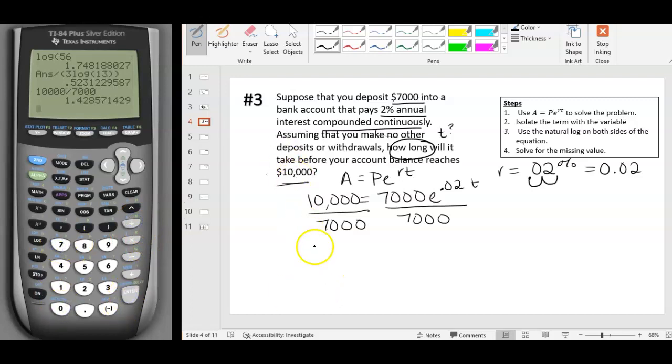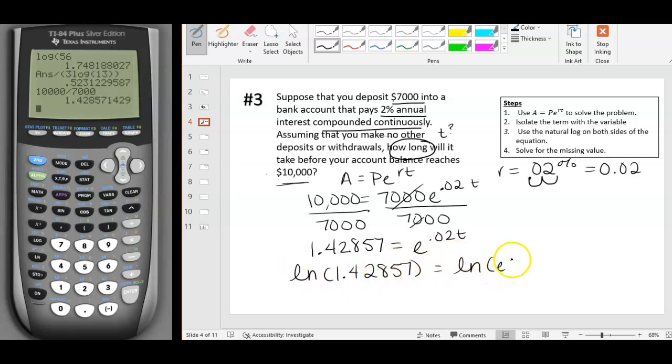And so that gives me about 1.42857. Okay, and that equals, here the 7,000s cancel and we have e to the 0.02 times t. Well, now to get rid of that e and to bring this variable down, I'm going to take the natural log of both sides, right? Because the natural log is the opposite of e to some power. So I'm going to do the natural log of the left side and the natural log of the right side.